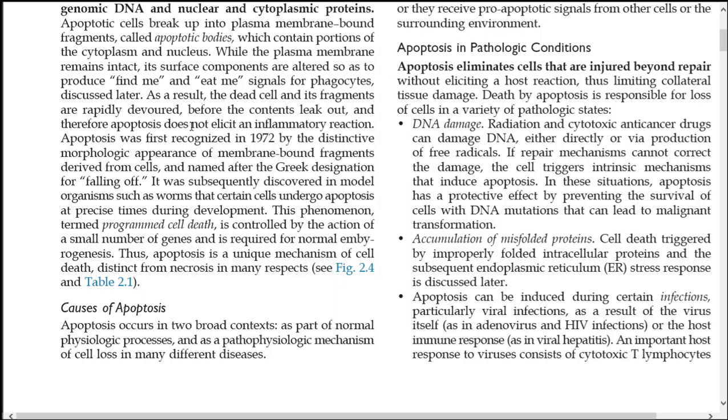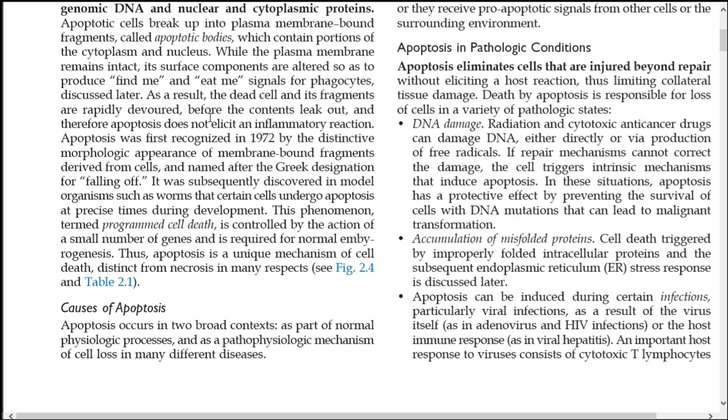The plasma membrane remains intact in apoptotic bodies, but its surface components are altered to give signals for phagocytes to consume those apoptotic bodies. Apoptotic bodies have some modifications in the surface to give signals to phagocytes. As a result, the dead cell and its fragments are rapidly removed, which is very important for the body.